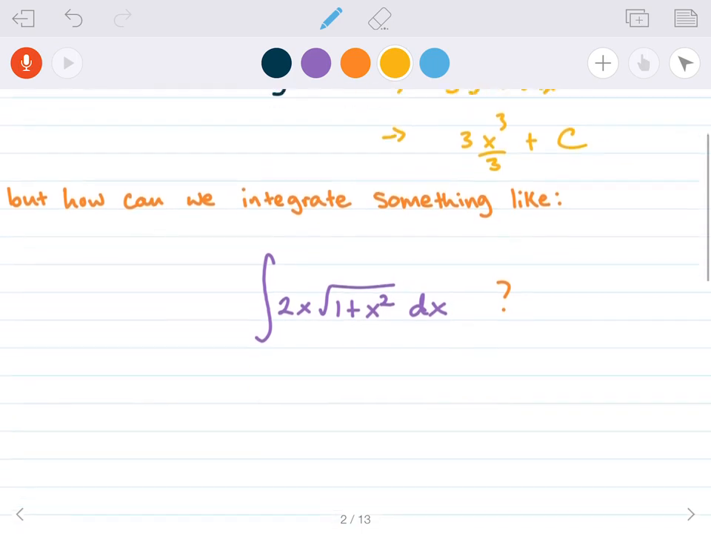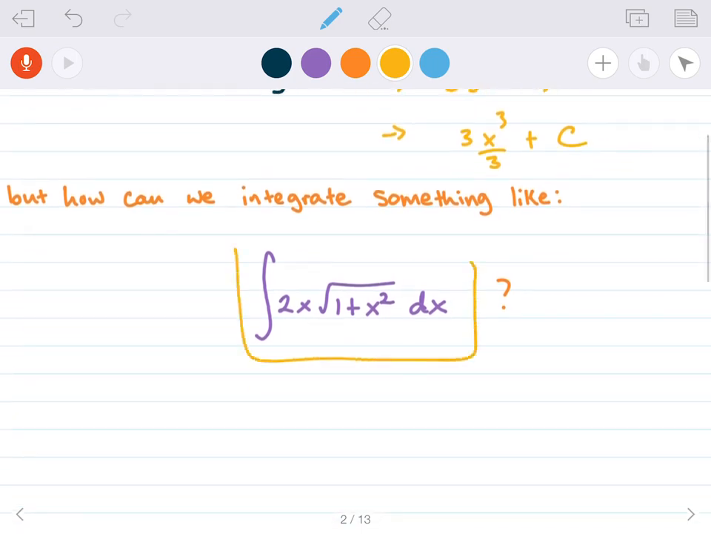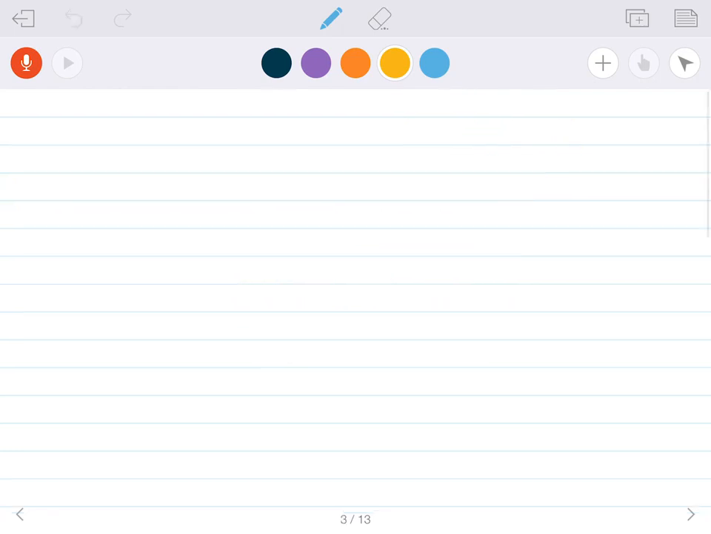But what if we have something that looks like this? Well, this is quite a bit more complicated, right? Now we don't have a nice simple polynomial function, but we have a square root involved. We have a function times a function. And so the way that we can deal with these is with substitution. And I'm going to show you how to do this.